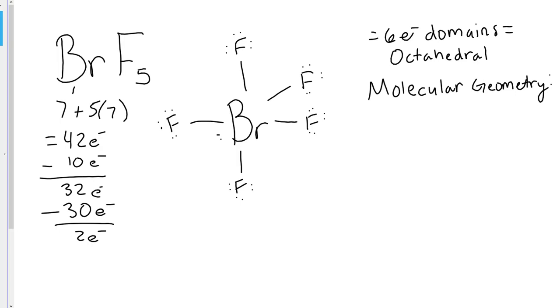What's the molecular geometry? Is it still octahedral? In what kind of cases are they going to be different? When what is present causes them to be different? Lone pairs on the central atom. Do I have lone pairs on my central atom? Yes, I do. There's a lone pair right there. So they are going to be different. So what molecular geometry starts octahedral but has one lone pair? Square pyramidal, good.